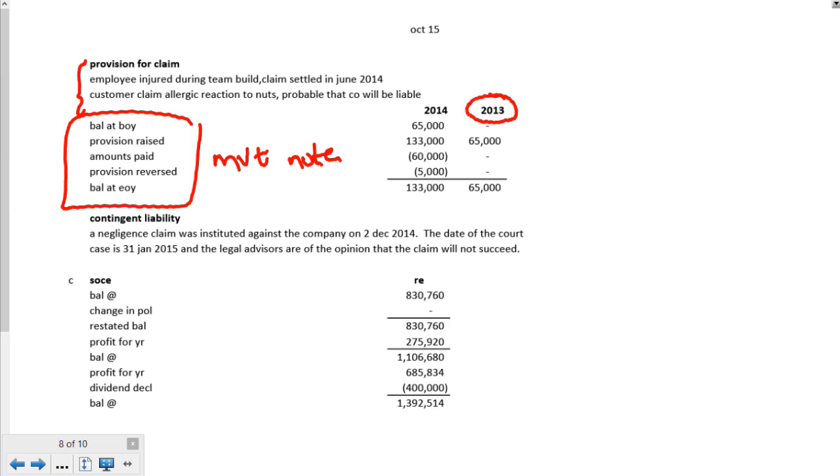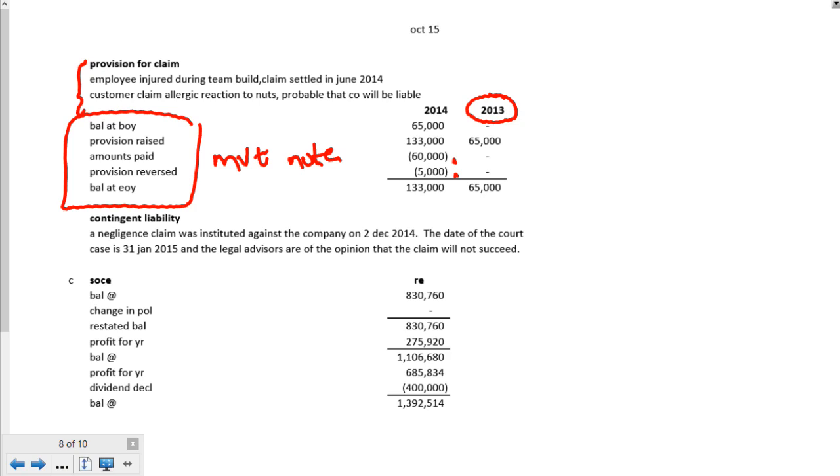So prior year, we would have started the year with nothing. We created a provision of 65 for that claim from the employee who got injured at the team event. And at end of year, we would have ended on that 65. Then in the current year, we start on the 65. Of that 65, we paid 60, we reverse 5.